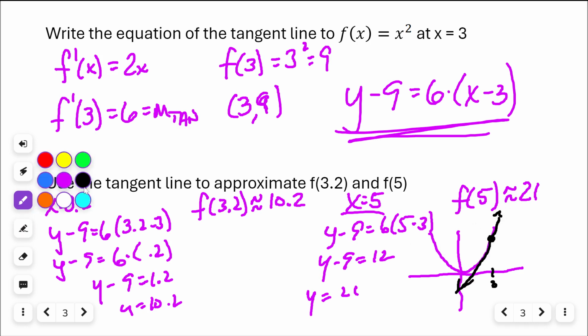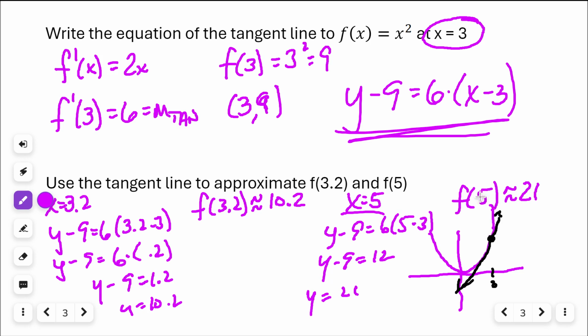Okay. And let me extend my graph a little bit here so I can get a better look. All right. So hopefully you can see just based on the picture what's happening here. If you want to approximate a value that's really close to the point of tangency where you built the tangent line, the approximation's probably going to be pretty good, right? Because if you built this line at x equals 3, and you're at x equals 3.2, the line and the parabola are not going to be very far from one another. They're going to be pretty close still.